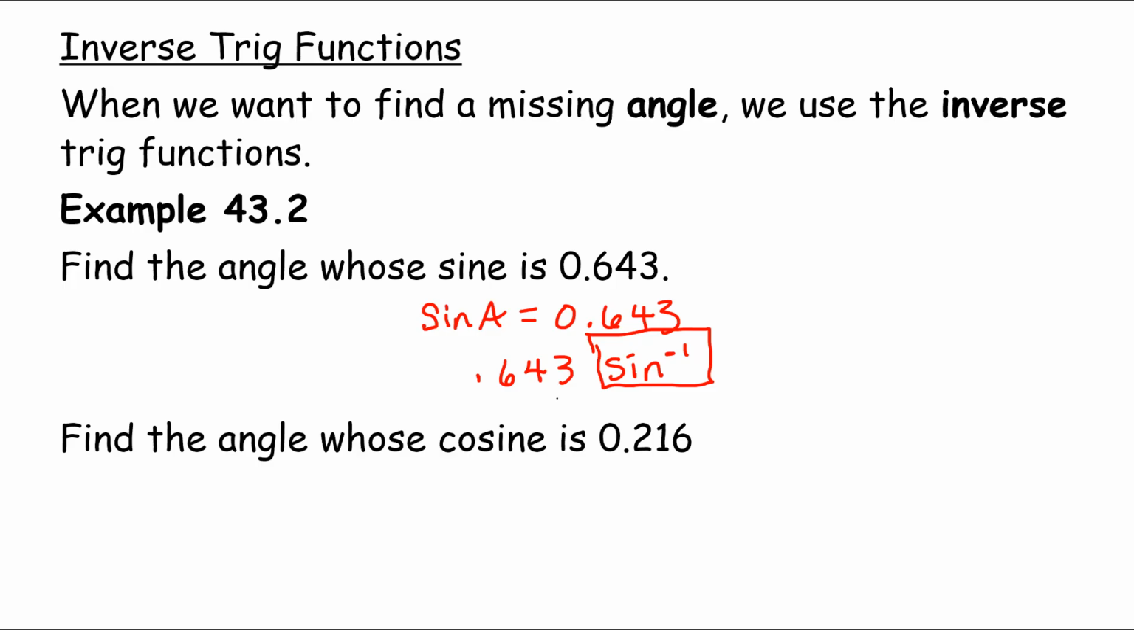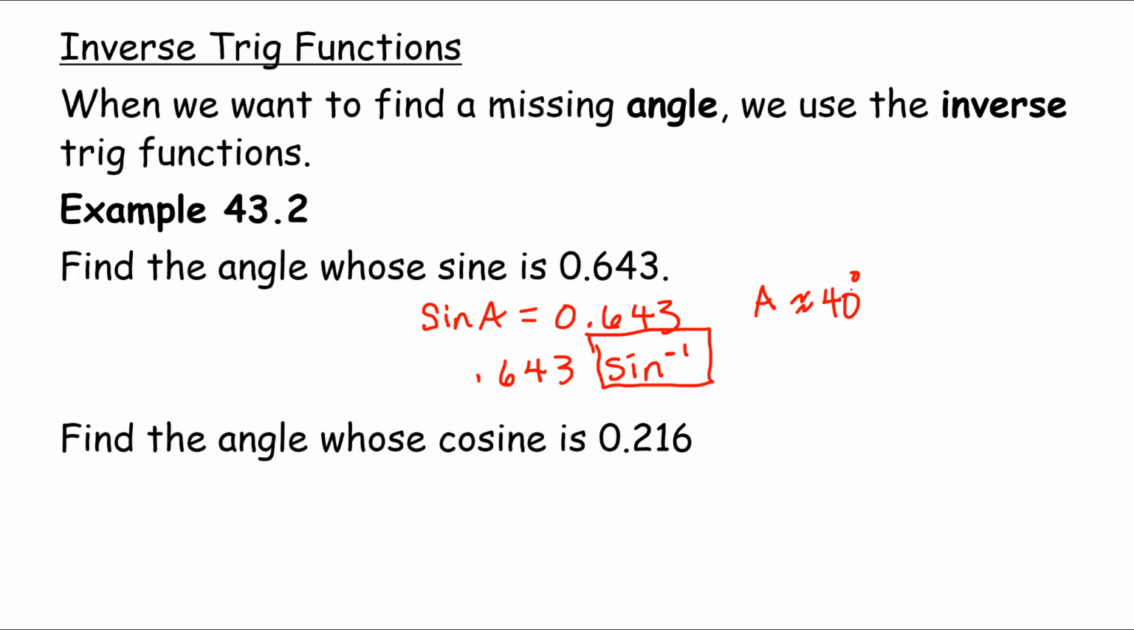Now, some of your calculators, you would hit the inverse sine button first, and then you'd hit 0.643, and then you'd hit equals. So it just depends on how your calculator works, and you need to make sure you know that. So if I punch in 0.643, and I hit inverse, or second function, sine, that is going to give me about 40 degrees. So A is about 40 degrees.